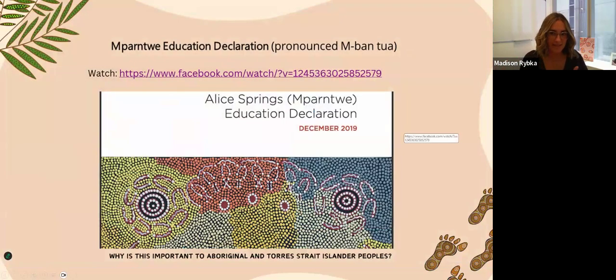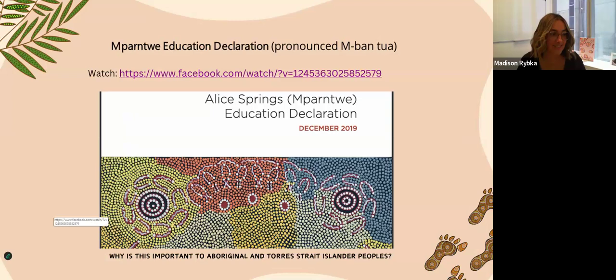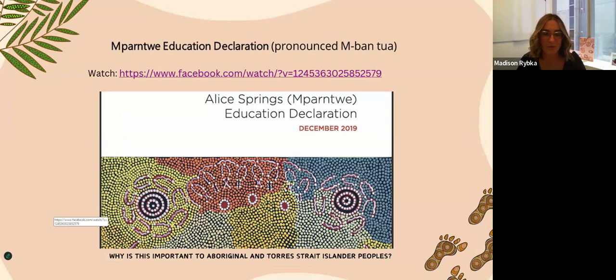So why do you think this specific declaration is important to Aboriginal and Torres Strait Islander peoples? No answer is wrong. To make them feel accepted and valued. Yes. So they try to promote equity and respect for diversity. Yeah, exactly. What I love about it is everyone in this community had the primary school, local government, all chipping in to make this declaration.